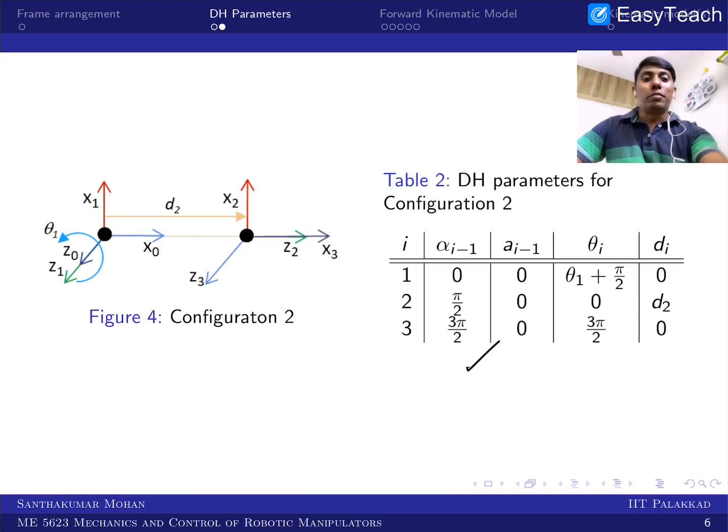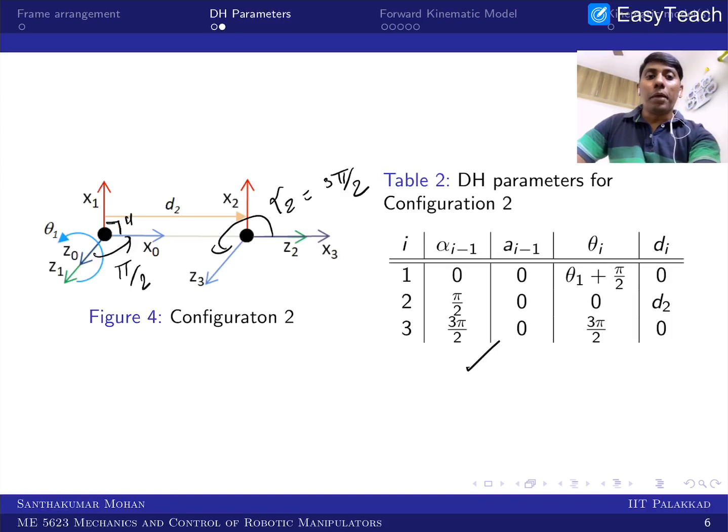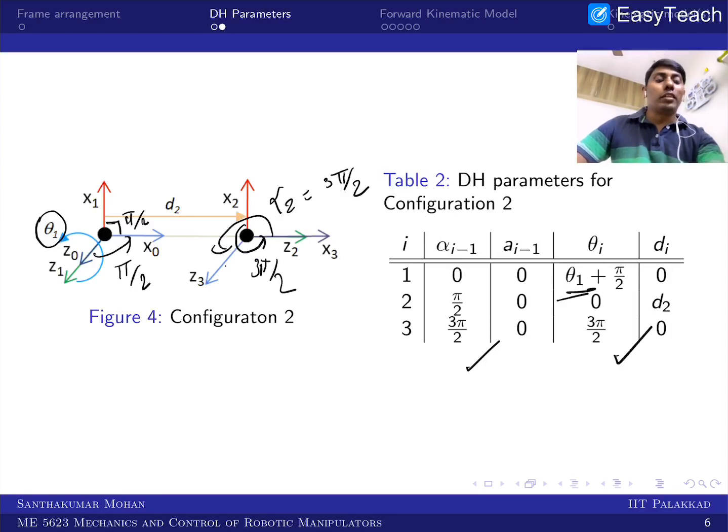You can see with respect to this rotation, alpha 2 is 3 pi by 2, and with respect to this rotation it is pi by 2, and here this is pi by 2, and there is a positive rotation, that's why it is coming like this. And when you see Z3, it is rotated like this, so that's why it is 3 pi by 2. Like that you can get the configuration to DH parameters.